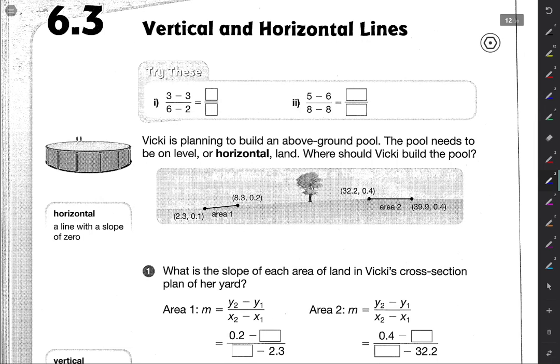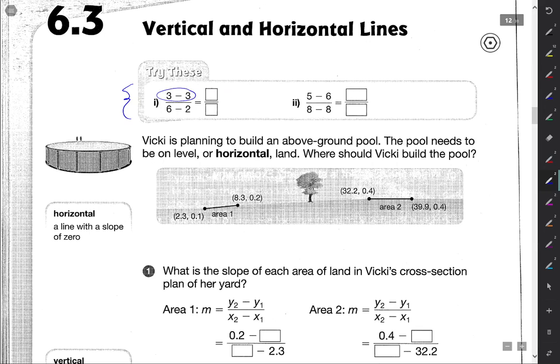In this next topic, we're going to be looking at vertical and horizontal lines and what slopes we will get from that. So let's start with these try these questions at the top of the page. Whenever you're dealing with a fraction that has some operations in it, we want to complete all the operations in the numerator separately from the denominator. So that's our first step.